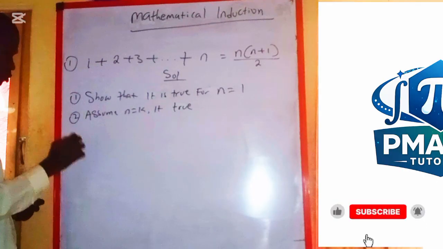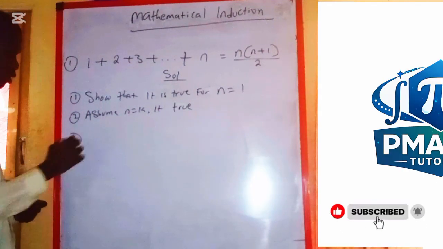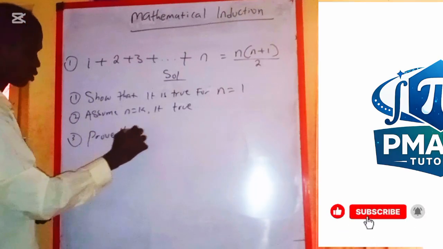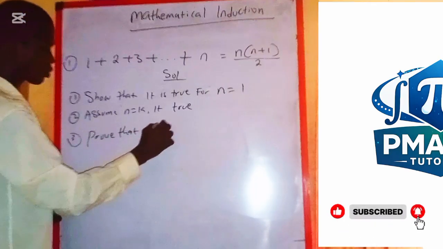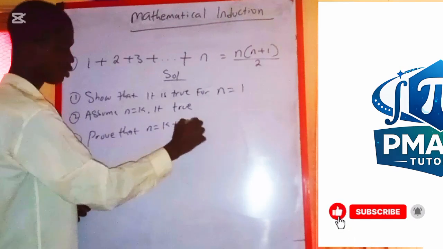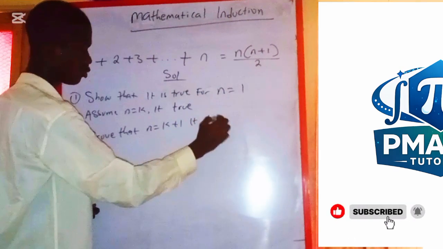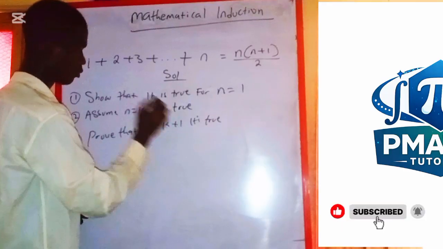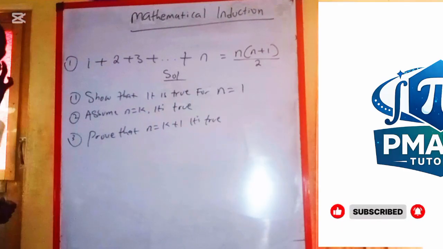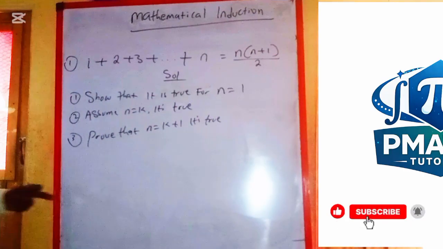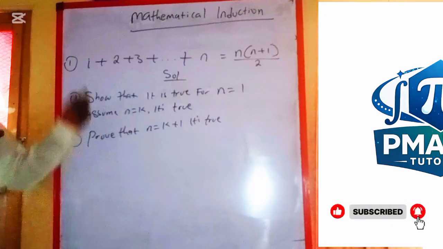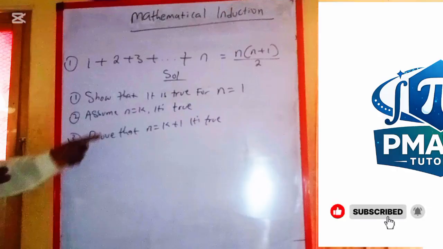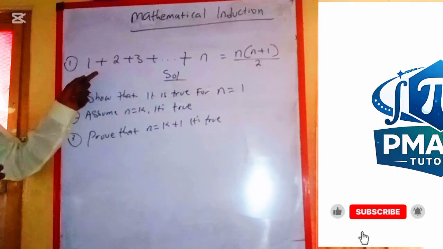Then number three, prove that n equals k plus 1 is true. So these are the three basic rules in mathematical induction. I'm going to use these three basic rules to solve this question.